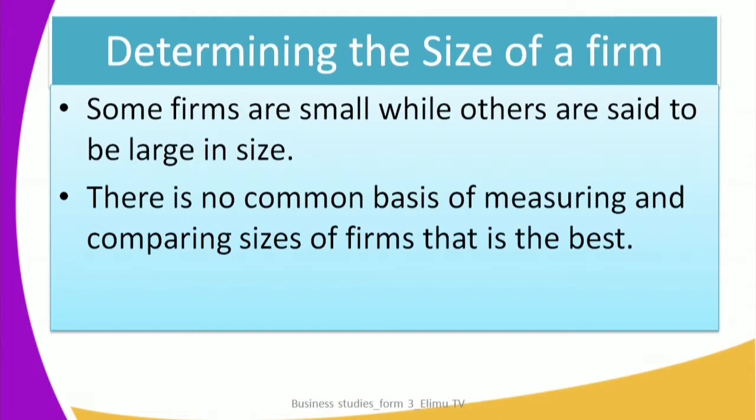It's important to note that there is no common basis of measuring and comparing sizes of farms that is the best. That means in all the 5 criteria that we are going to look at in the course of our lesson, we cannot settle for one, because each and every criteria used, or each factor that you are going to look at, has its limitations, and that is why we cannot settle for one. So what are these criteria?